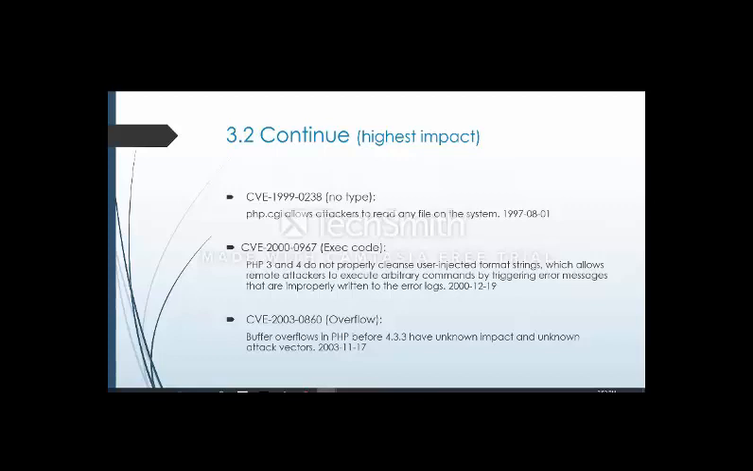The next one is an overflow vulnerability. It says buffer overflows in PHP before version 4.3.3 have an unknown impact and unknown attack vectors. This also got a 10 out of 10, and this was the year of 2003, 11, and 7.